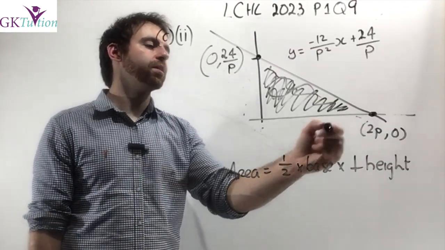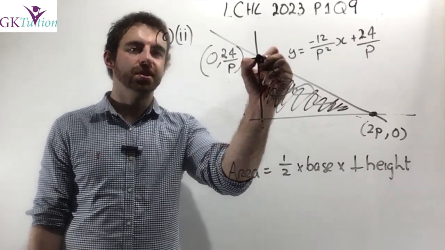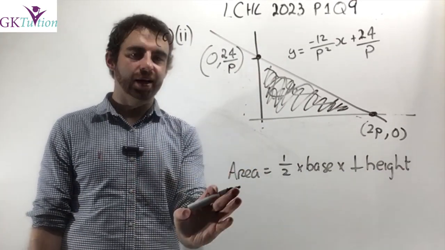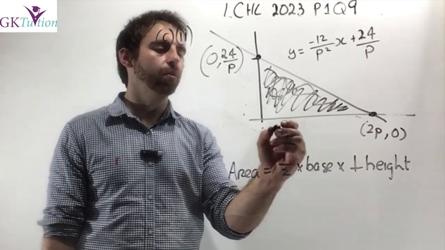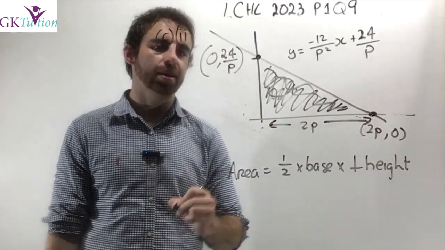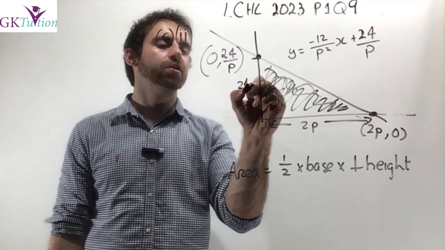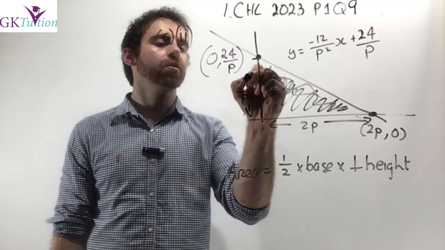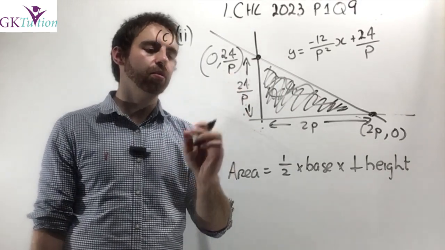Okay, so now that we've identified the x-intercept is (2p, 0) and the y-intercept is (0, 24 over p), we can actually find the area of this triangle. If this is the point (2p, 0), then that means the distance from the origin to the point is 2p. And the distance from the origin to the y-intercept is 24 over p. In other words, the base is 2p and the perpendicular height is 24 over p.